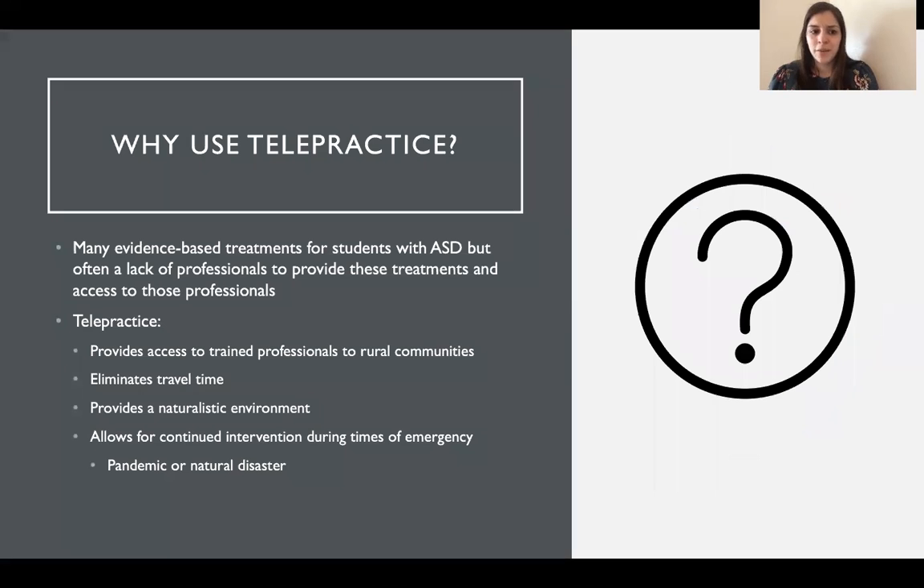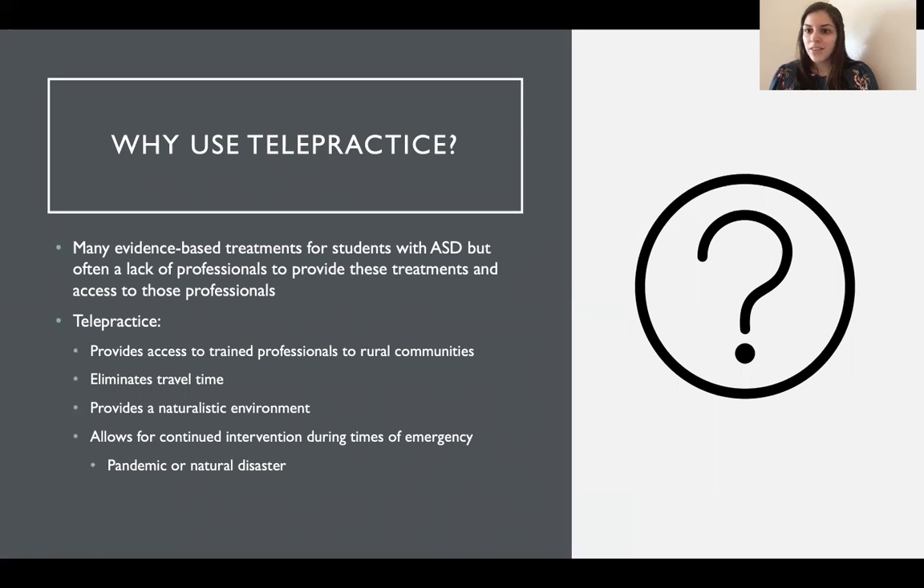So, why use telepractice? There are many evidence based treatments for students with autism, but there's often a lack of professionals to provide those treatments, as well as a lack of access to those professionals. So, the benefits of telepractice is that it provides access to trained professionals to rural communities.